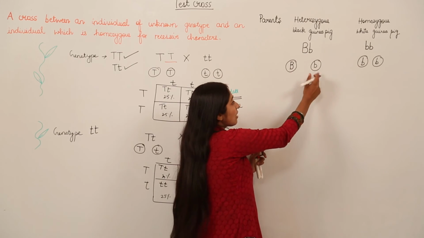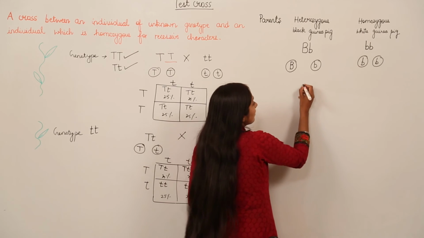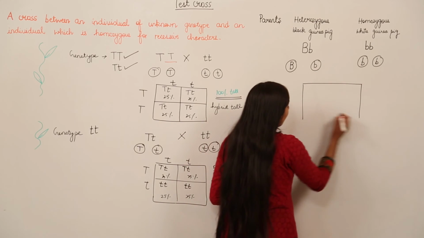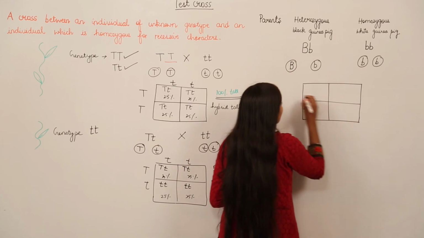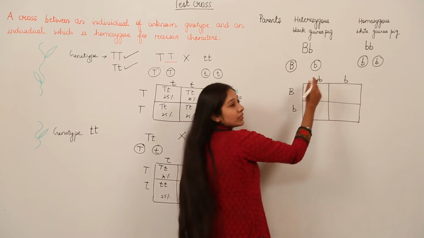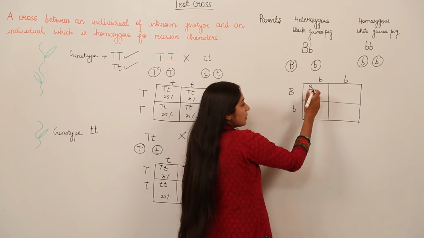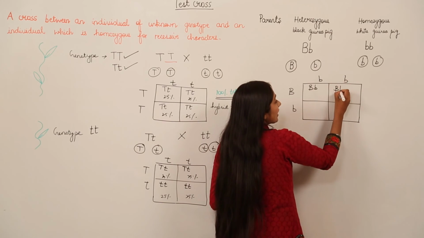Okay, remember these are the gametes. We have gametes like this. We have gametes like this from this parent. Then let's work on the Punnett square. What we are going to have is this combination. We have an uppercase letter B and a lowercase letter b. Here also we have an uppercase letter B and a lowercase letter b.